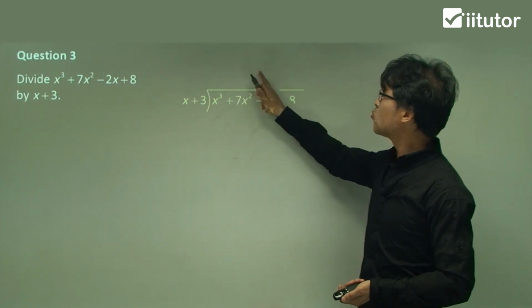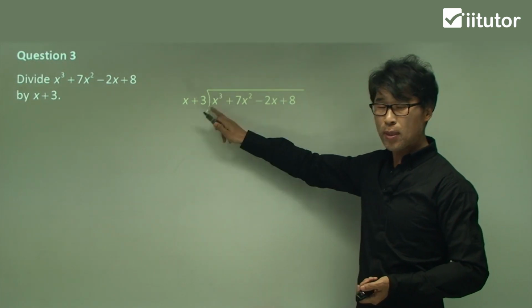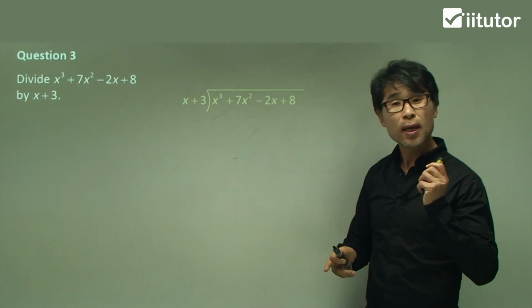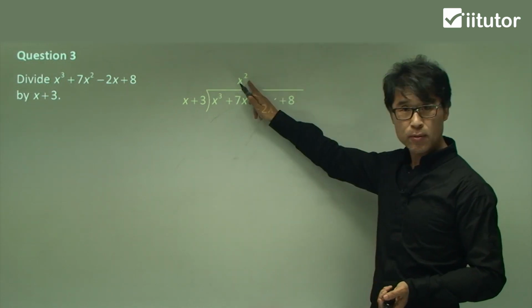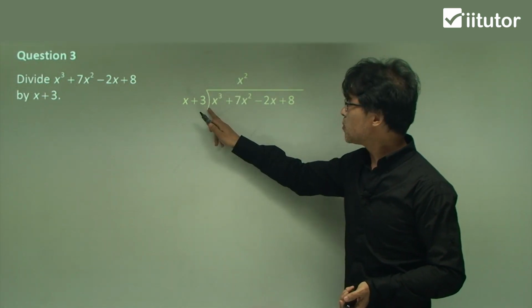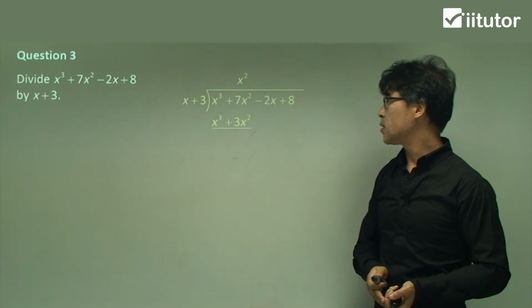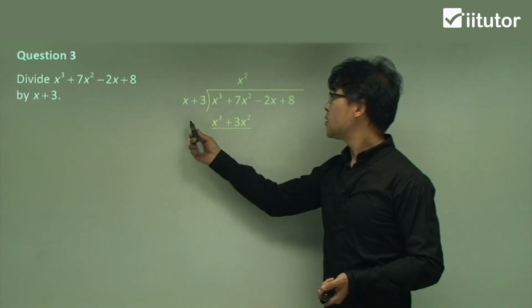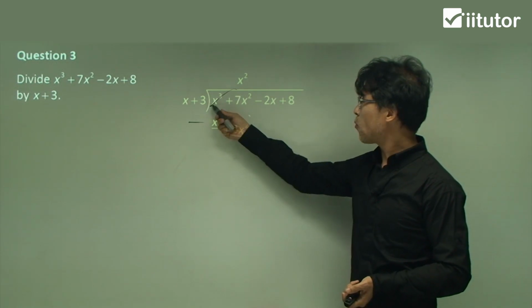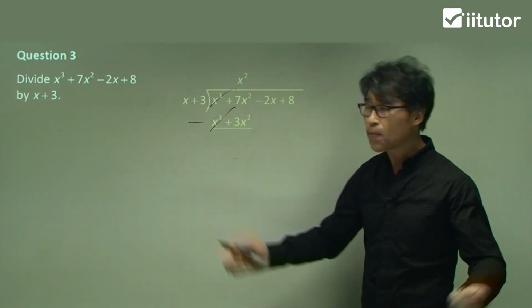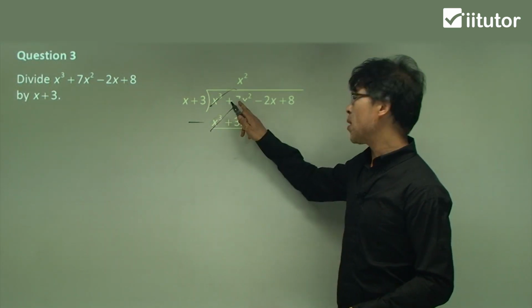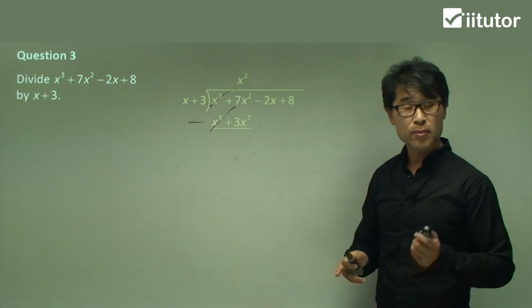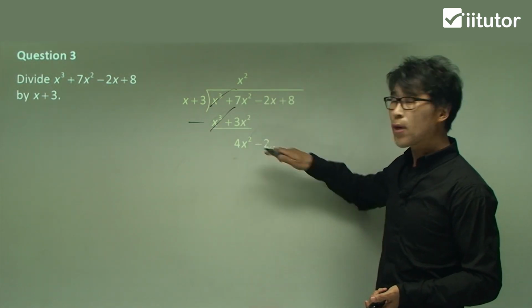So x times what is x cubed? You should write x squared. It must be x squared. So multiply them. So x plus 3 times x squared is simply x cubed plus 3x squared. Subtract them. x cubed, gone. Now 7x squared, basically 7 minus 3 becomes 4x squared, and write the rest.